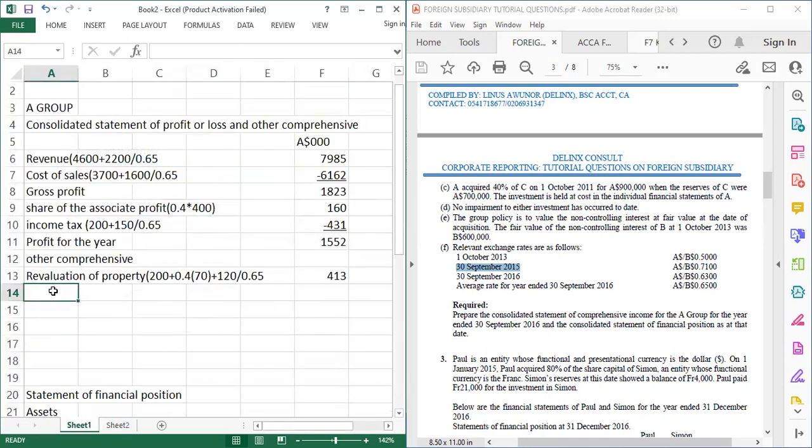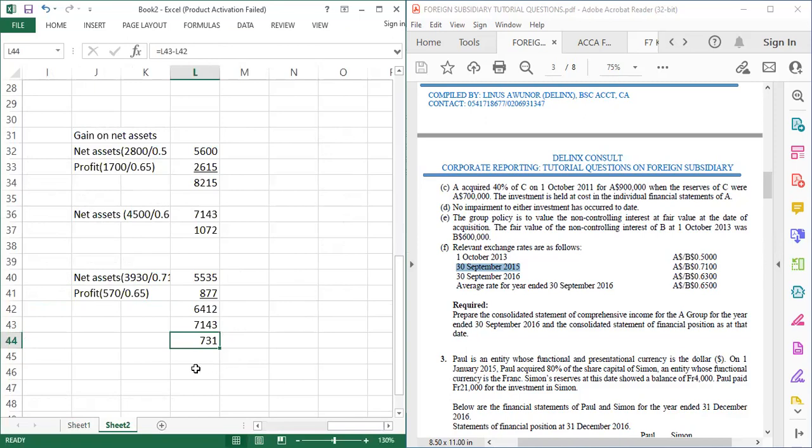Then you go to other comprehensive income, I have gain on net asset translation or retranslation. That will give you 731.